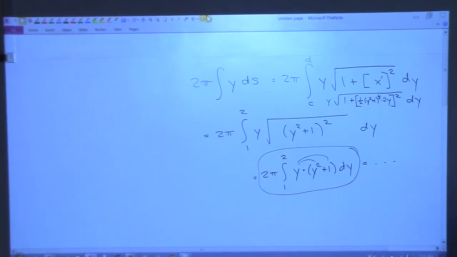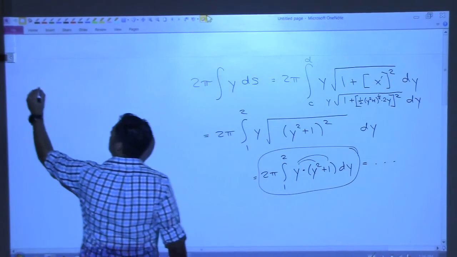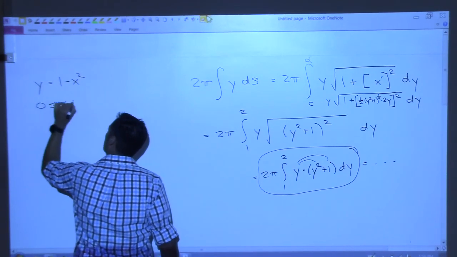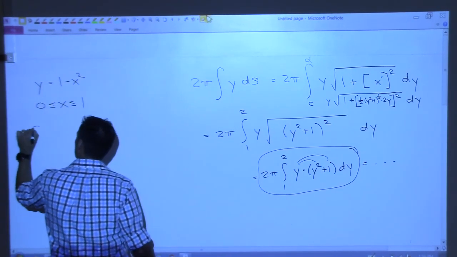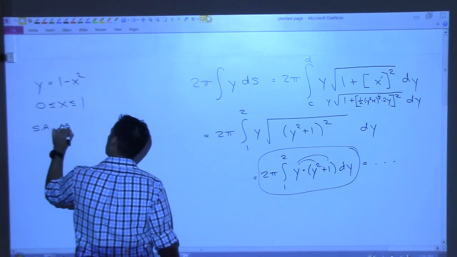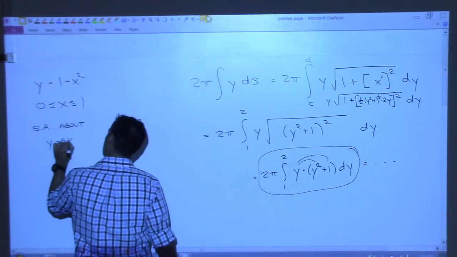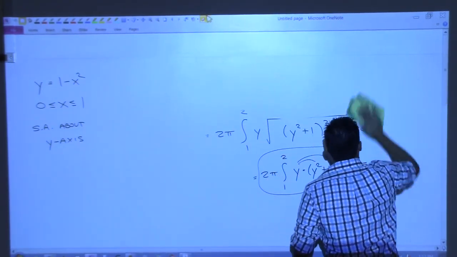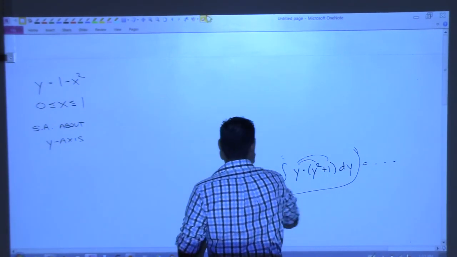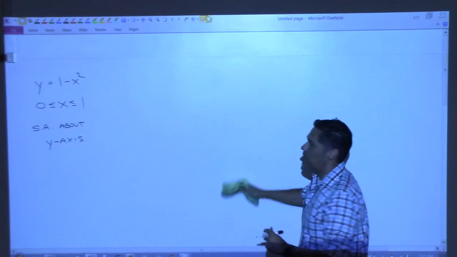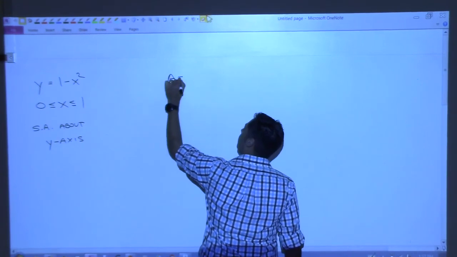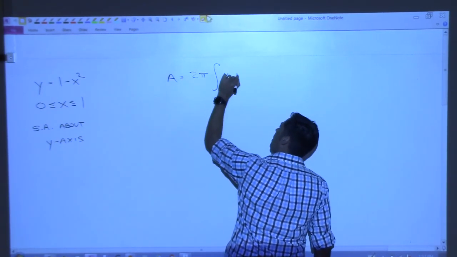All right, next one, we're going to do 1 minus x squared. X is between 0 and 1. Surface area about the y-axis this time. So when we go about the y-axis, right, we have to pay attention to that. Our formula is going to change. Our formula now becomes area equals 2 pi integral x ds.